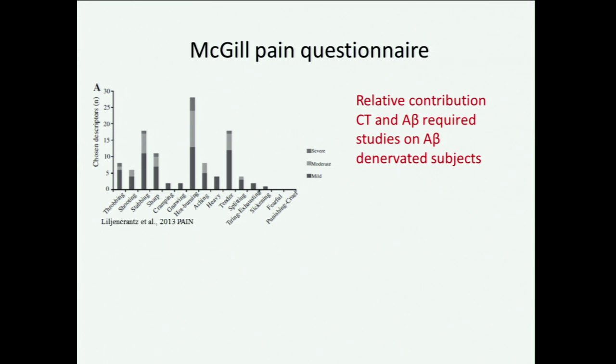And then we applied this model on the A-beta denervated subjects, or subjects that only have the C-tactile system. But to our disappointment, they said they had no feeling of pain. They didn't choose any of the pain descriptors to describe the brushing sensation from the allodynic zone.